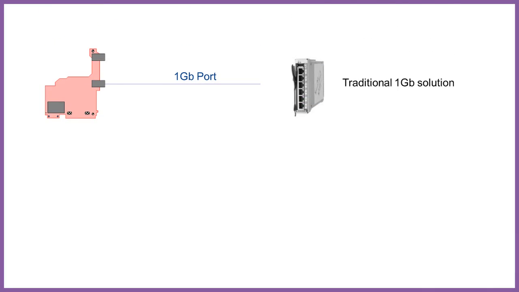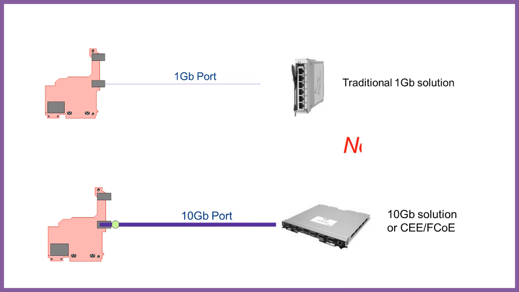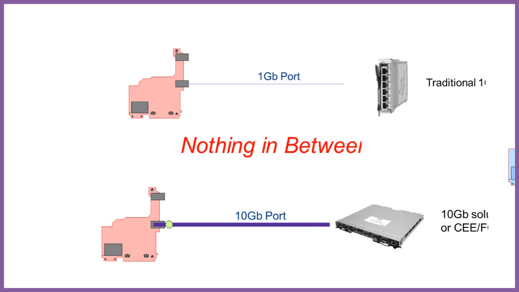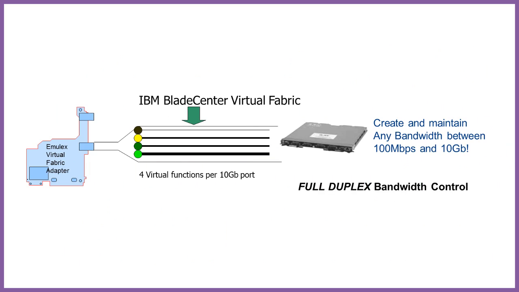To answer that question, let's look historically at the networking solutions we've been dealing with. Historically, we've had a 1 gigabit best effort fabric. We've also had a very low latency 10 gigabit Ethernet port, but we've really had nothing in between. IBM Virtual Fabric architecture is a way of splitting out the physical 10 gigabit Ethernet pipe into up to 4 virtual NICs per physical interface, which can be configured to any bandwidth the customer chooses.